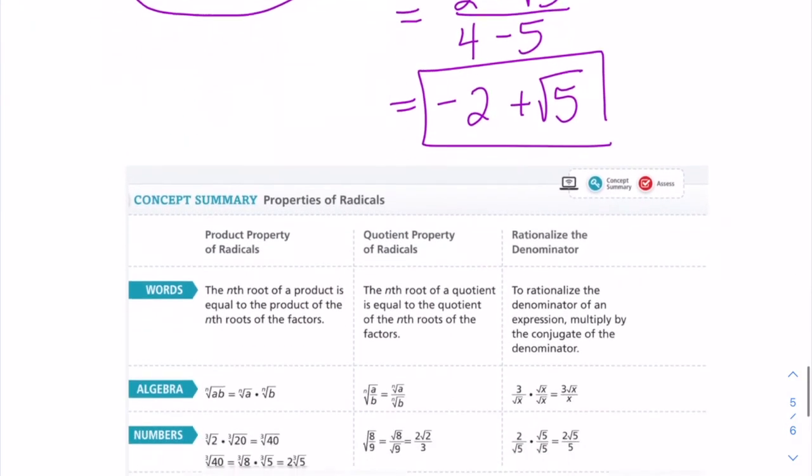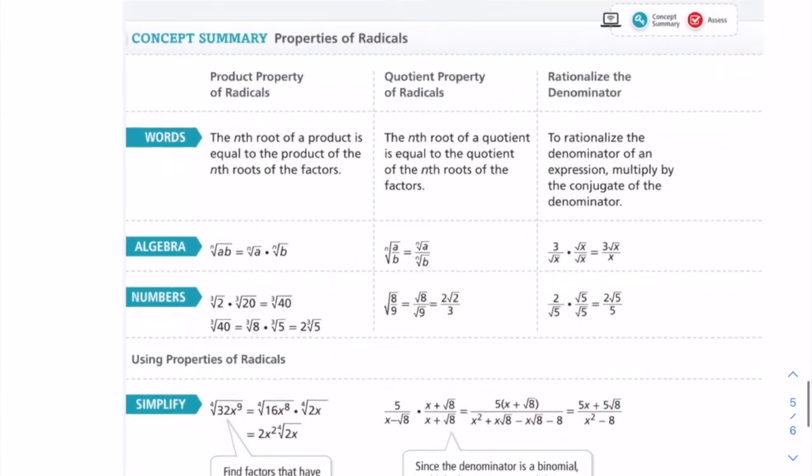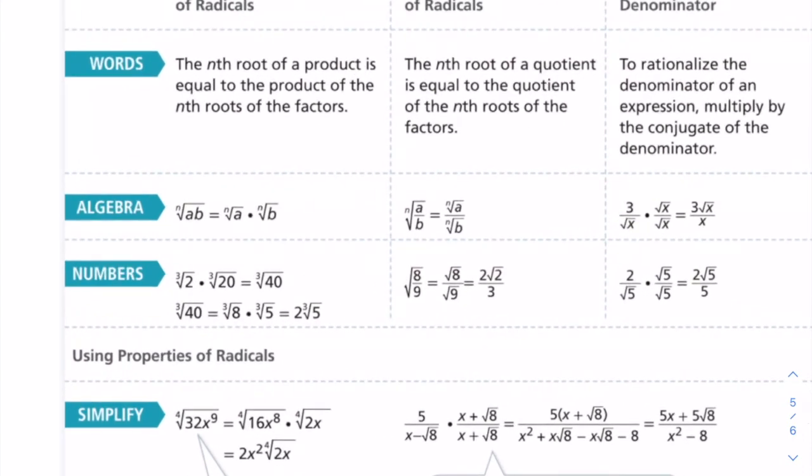So just reviewing the properties of radicals. Remember, we can take the nth root and separate that into two products. We can do the same thing with the quotient. And if we want to rationalize the denominator, we have to multiply whatever is going to get rid of the radical or use the conjugate.